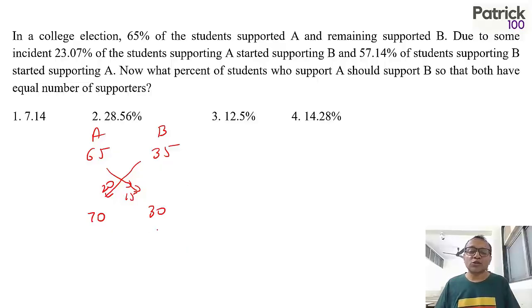Now we want what number of students from A should support B so that we have an equal number, 50-50. So we want 20 out of 70. 20 out of 70 is 28.56. 1 upon 7 is 14.28, so 2 upon 7 will be 28.56. The second option is the answer.